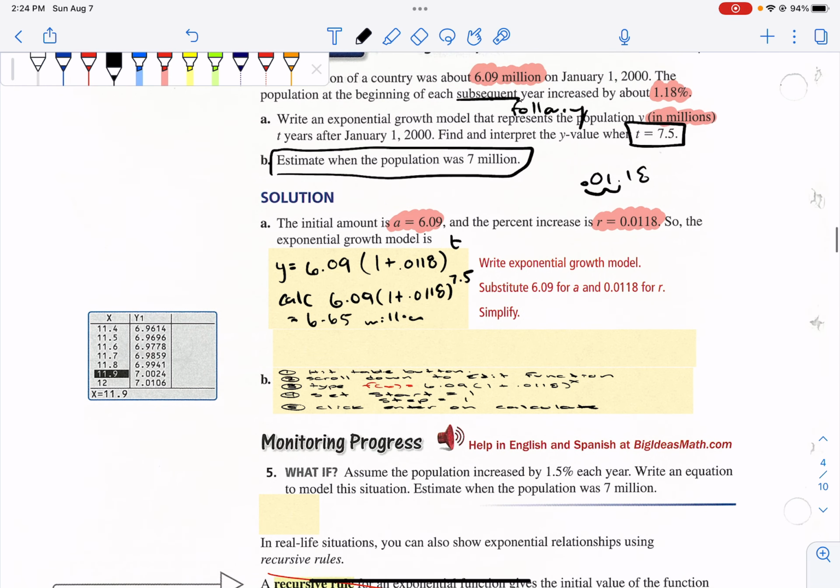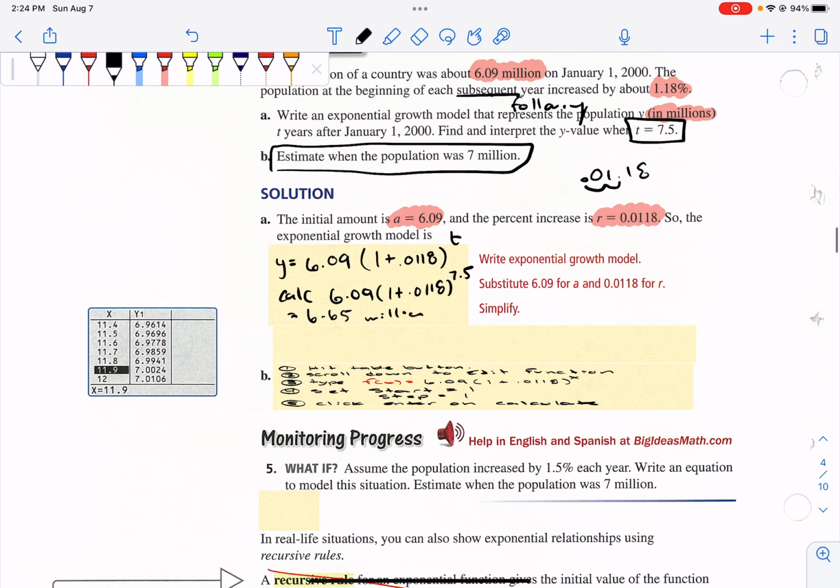Now, part B. Part B is a little bit harder because it wants you to find a time. It wants you to know when, what year, what time, what hour. When is the population about 7 million? Now, here's the issue. My function looks like this, 6.09, 1 plus 0.0118 raised to the t. It wants y to be 7 million. It wants to know what t value will give me that answer.